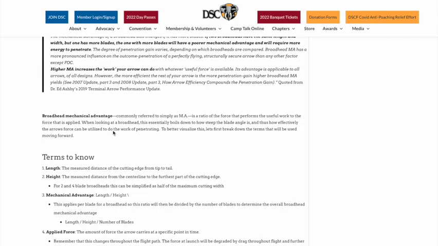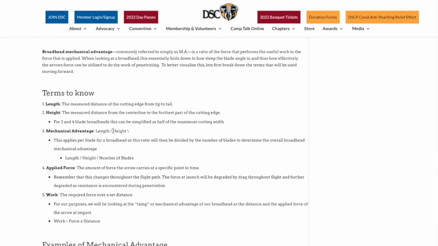So let's go through this article and point out some of the things. "Broadhead mechanical advantage, commonly referred to as MA, the ratio of the force that performs the useful work to the force that is applied. When looking at a broadhead, this essentially boils down to how steep the blade angle is, and thus how effectively the arrow's force can be utilized to do the work of penetrating. To better visualize this, first let's break down the terms that will be used moving forward." Okay, so at this point there's not anything particularly wrong, but it's not so much in the basic definitions, but in their applications where there are issues. So let's look at the terms that are defined in this article.